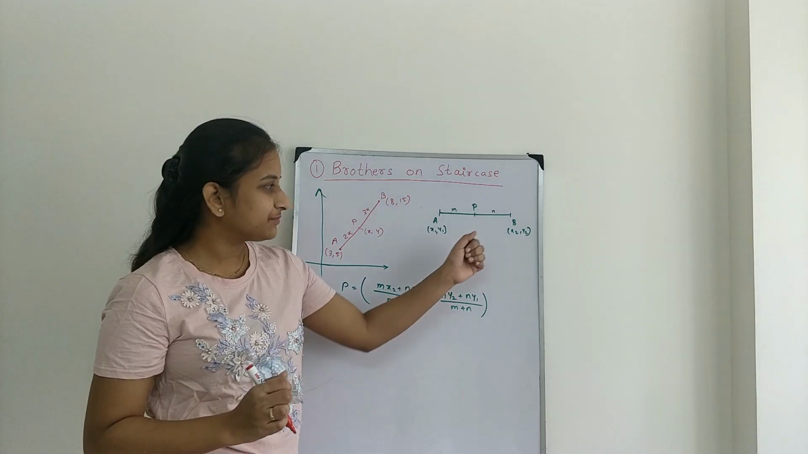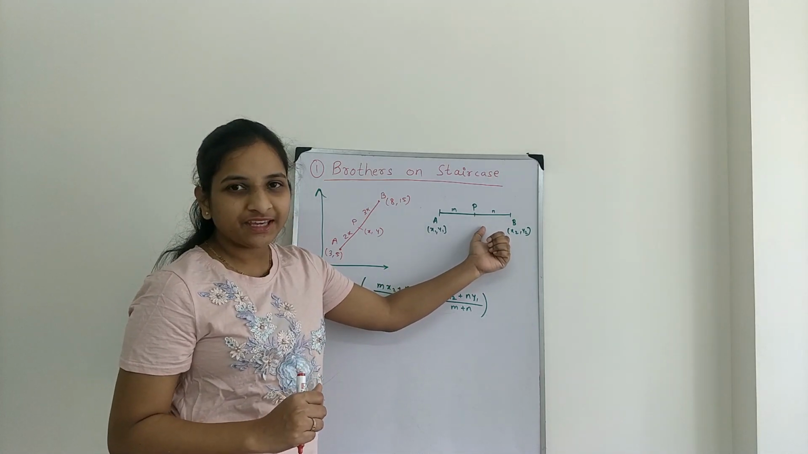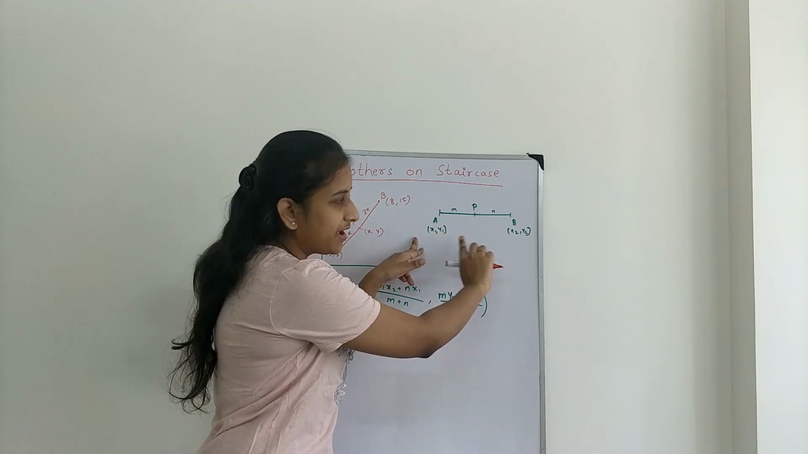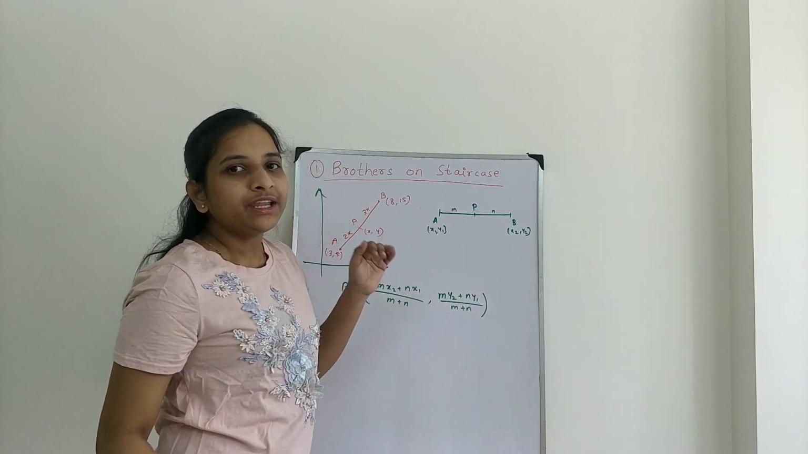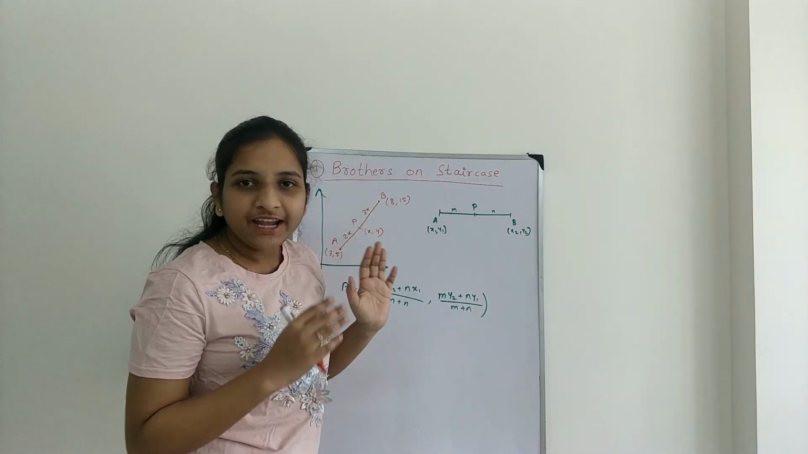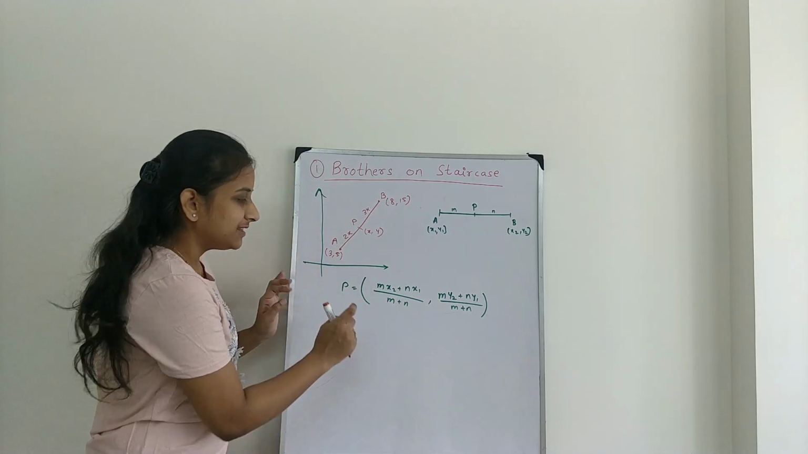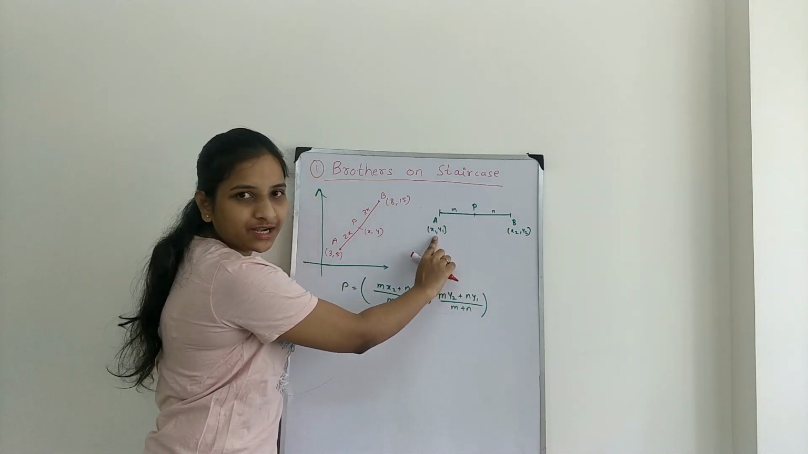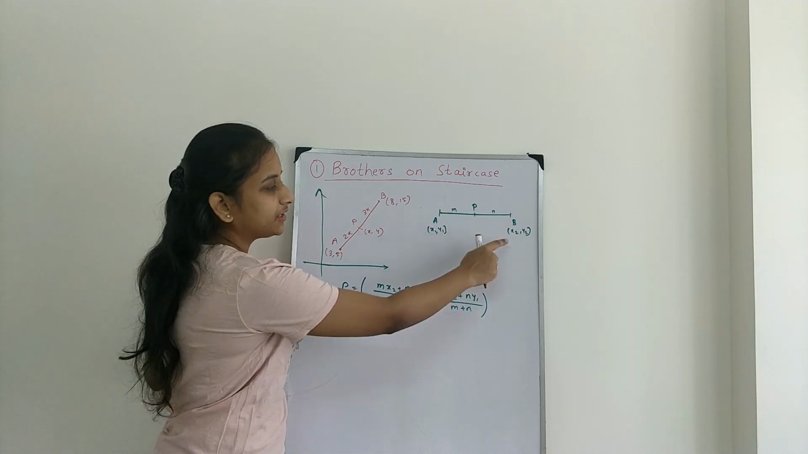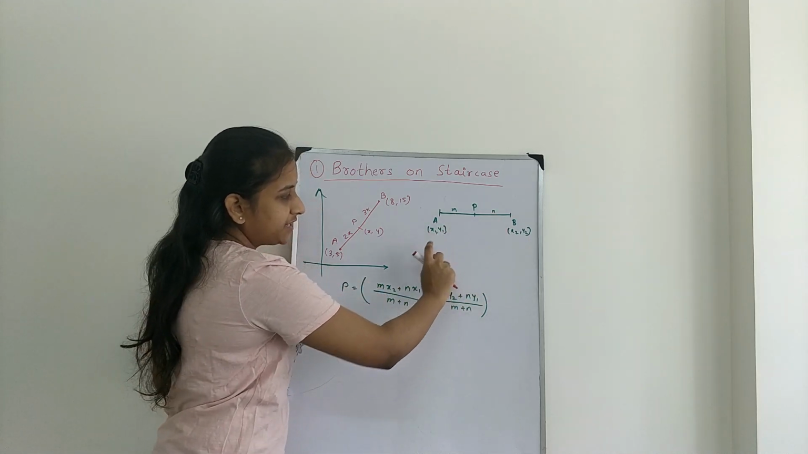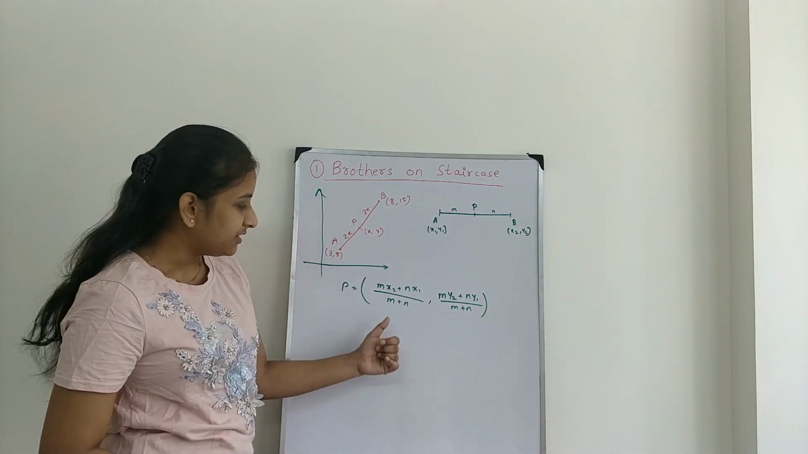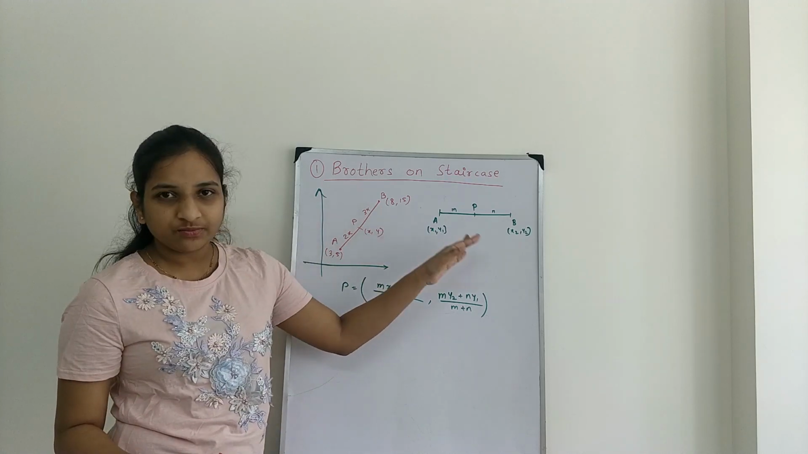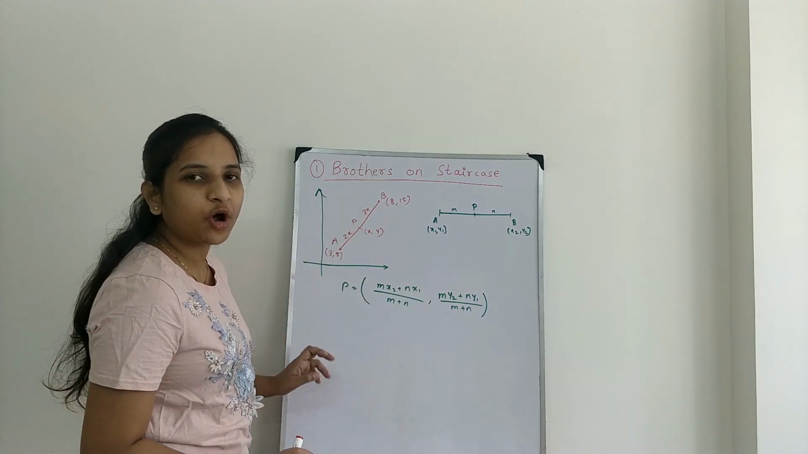Section formula says coordinates of the point P, if it divides the line segment joining points A, x1, y1, B, x2, y2 in the ratio m is to n internally, then point P is m into x2 plus n into x1 divided by m plus n. Same for the y coordinate: m into y2 plus n into y1 divided by m plus n. So these are the coordinates of point P. Let's simply put these numbers here and we'll get the point P coordinates.